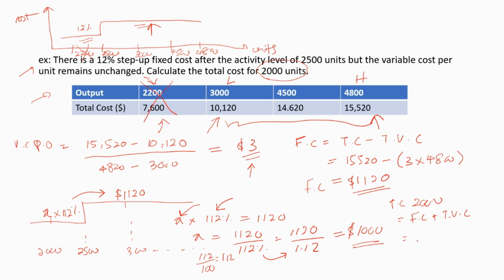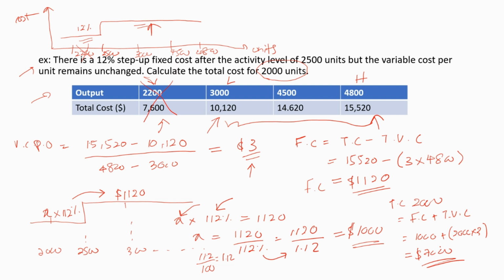Now we can calculate the total cost for 2,000 units, which is equal to fixed cost plus total variable cost. The fixed cost is $1,000, we just calculated it, plus 2,000 units multiplied by 3. 3 is the variable cost per unit. So the total cost for 2,000 units is equal to $7,000. This is how you can use the high-low method to calculate the variable cost per unit and then to calculate the fixed cost. If there are stepped fixed costs, you have to consider the highest and the lowest values for the same fixed cost amount.